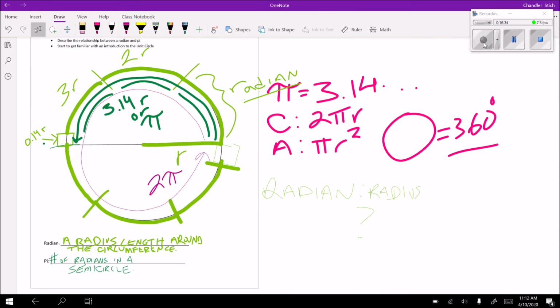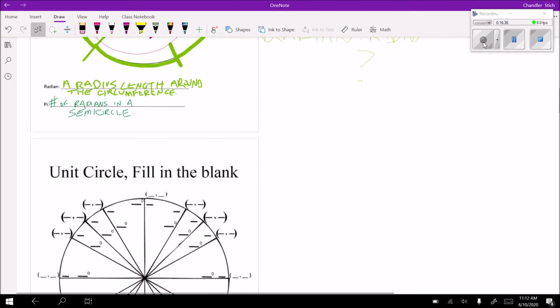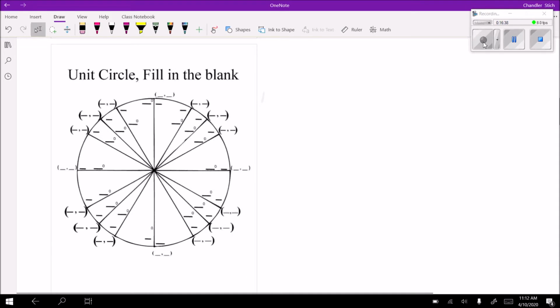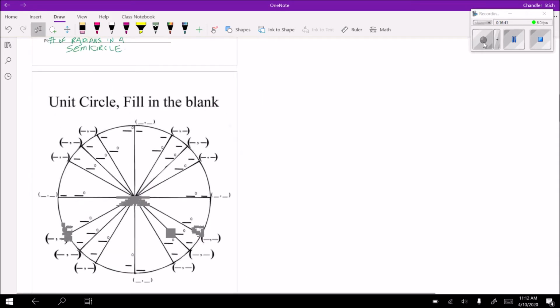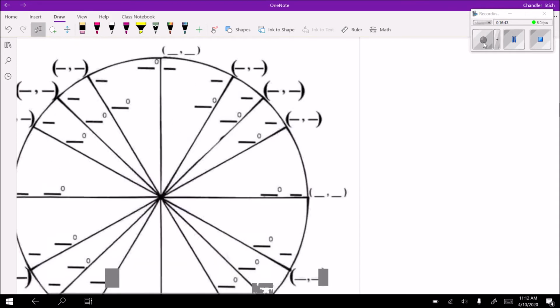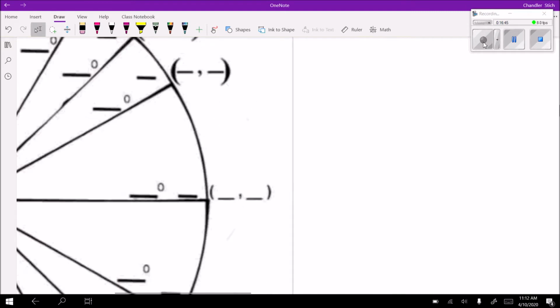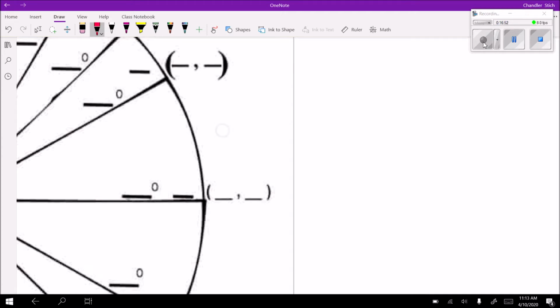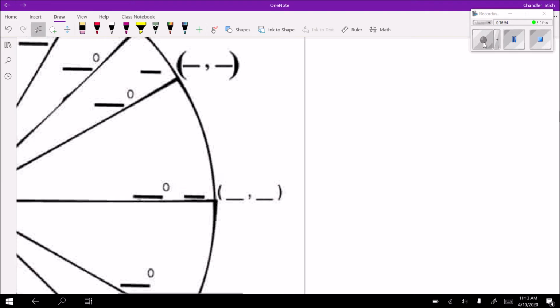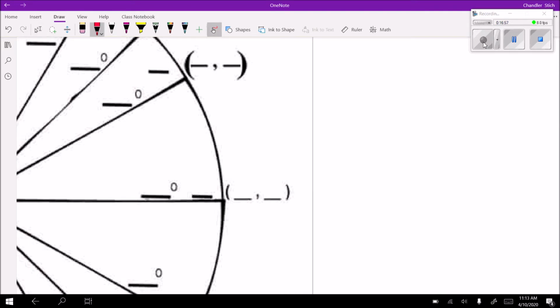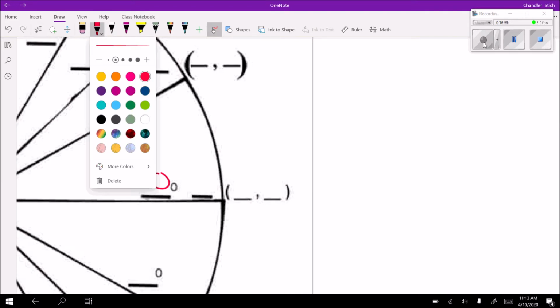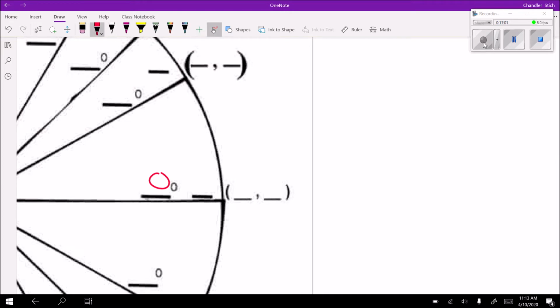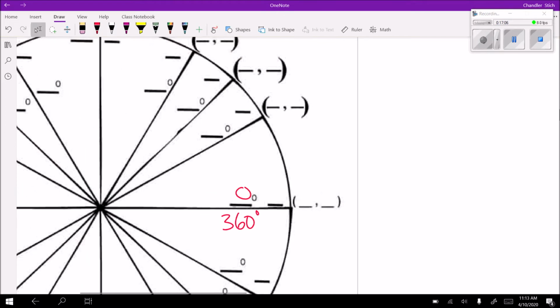Right, so how does this help us? How does this help us fill in this unit circle? What does this unit circle even mean? Well, we can start right here. Let's start, we'll do it in red. Okay. All right. At 0 degrees, remember, in a circle, we said that there's 360 degrees. So we know that 0 degrees and 360 degrees are pretty much the same thing.